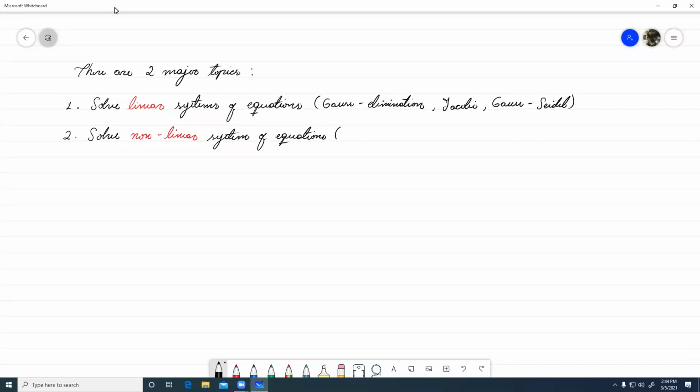Nonlinear systems of equations, on the other hand, even though we represent them as a vector, it's a completely different way of solving it. And that's why we apply what is known as nonlinear Newton-Raphson.